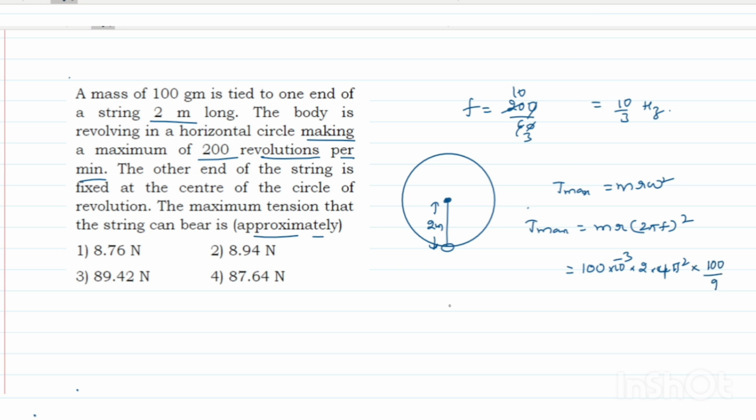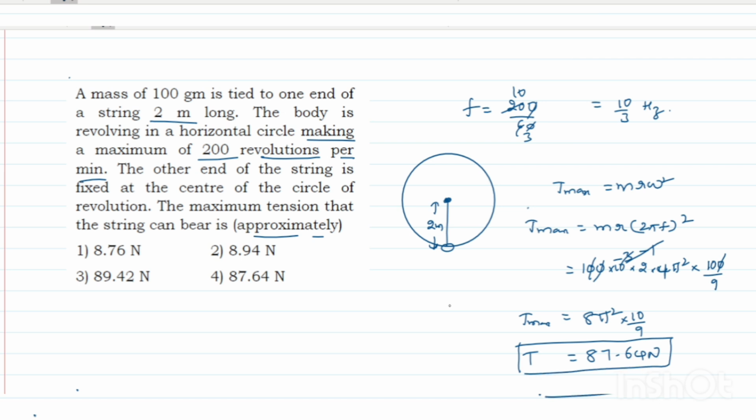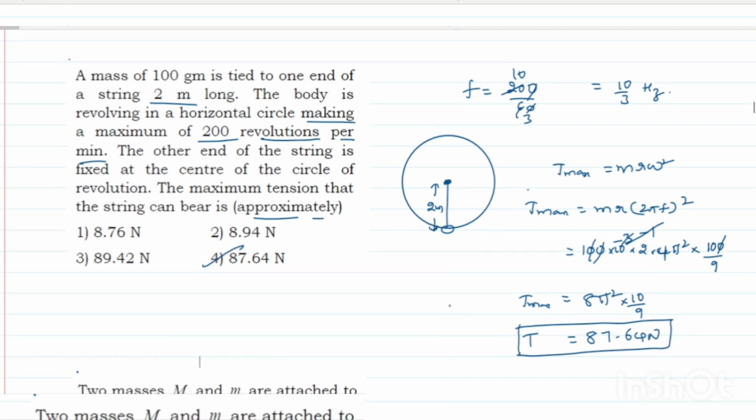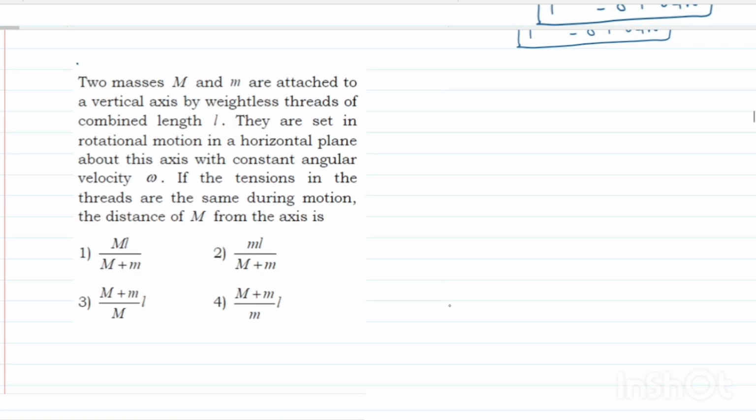f is 200 by 60, you can take 10 by 3. So when you are calculating all these values, the 2 zeros cancel and it becomes 10 power minus 1, and the 10 gets cancelled. 2 4s are 8, so 8 pi square into 100 by 9 will be what you get. When you calculate this value, you are getting nearly 87.64 newtons. So this is the correct answer. Let us see the next question.